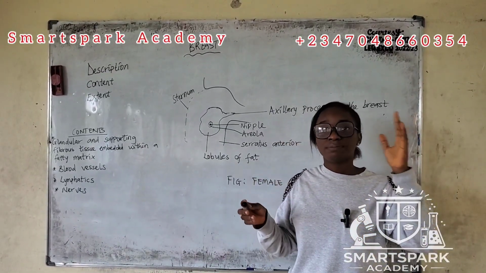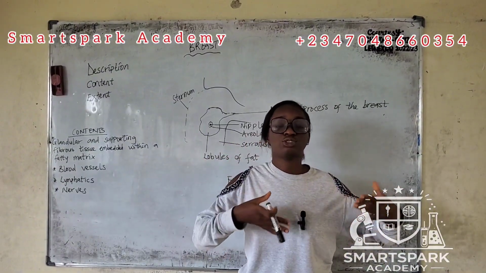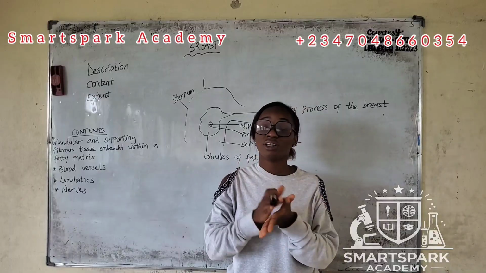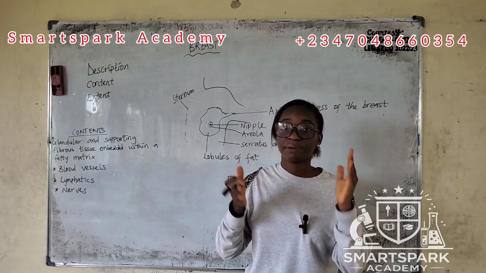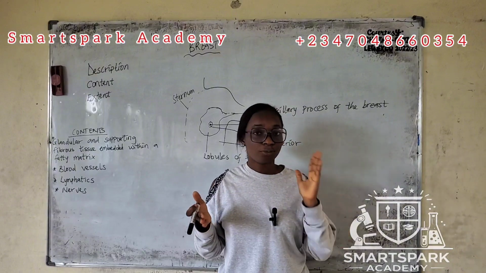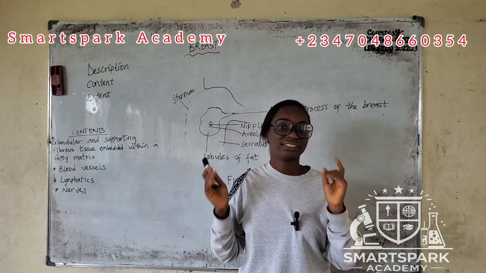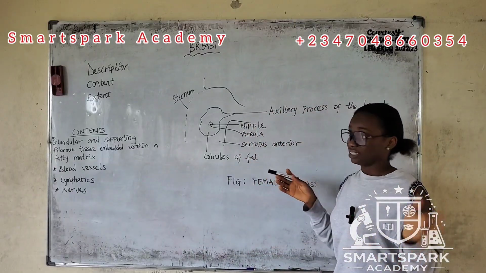Okay, let's look at the bed of the breast. The breast is not just standing; it's lying on something. What it is lying on, we call the bed of the breast. Now, the bed of the breast lies on two-thirds of the pectoralis major muscle. Then the remaining one-third lies on the serratus anterior muscle. I think we are done with the extent.